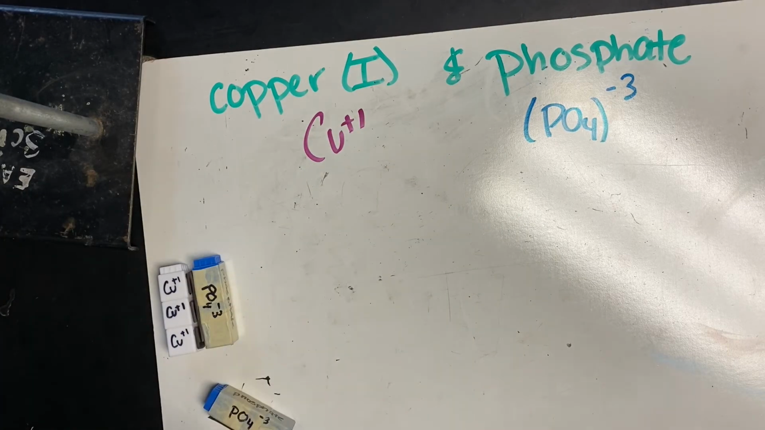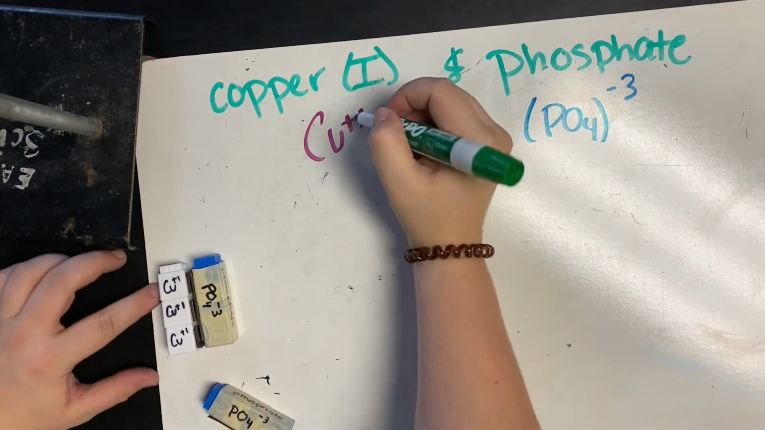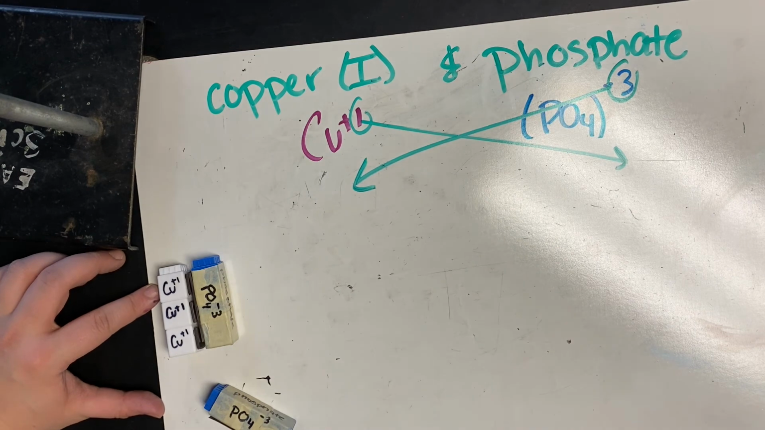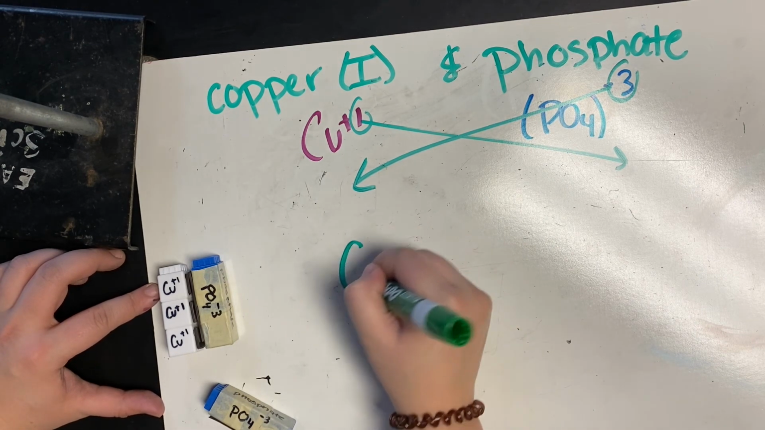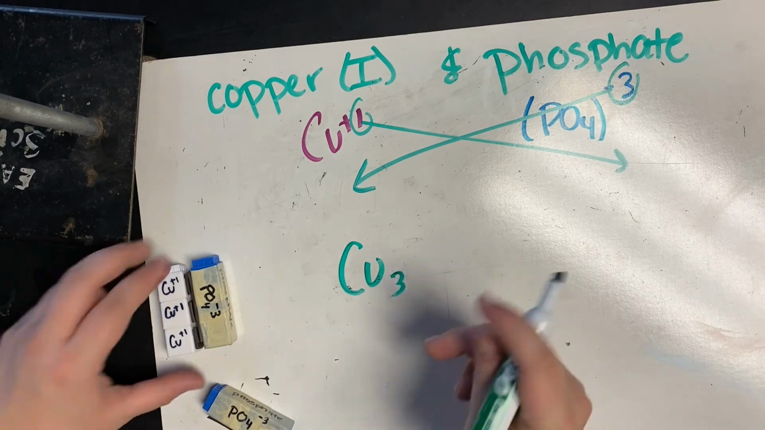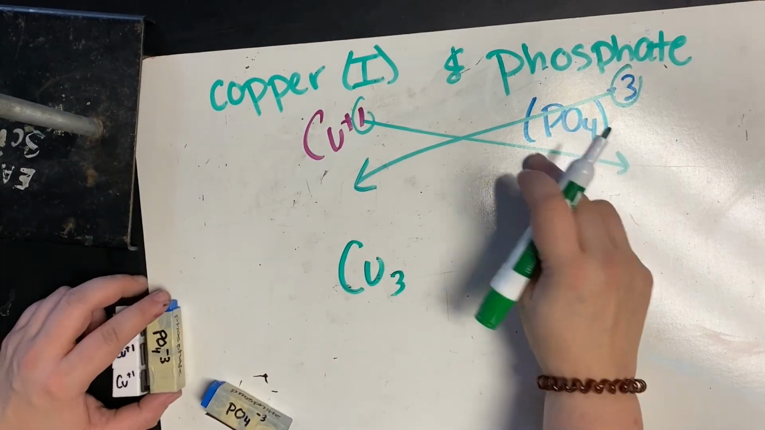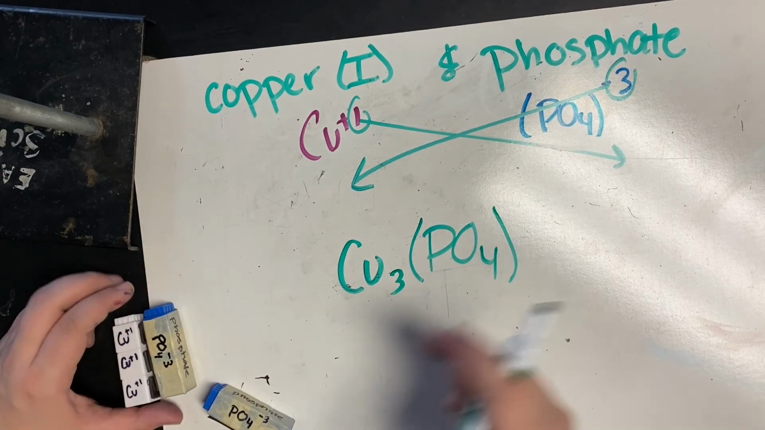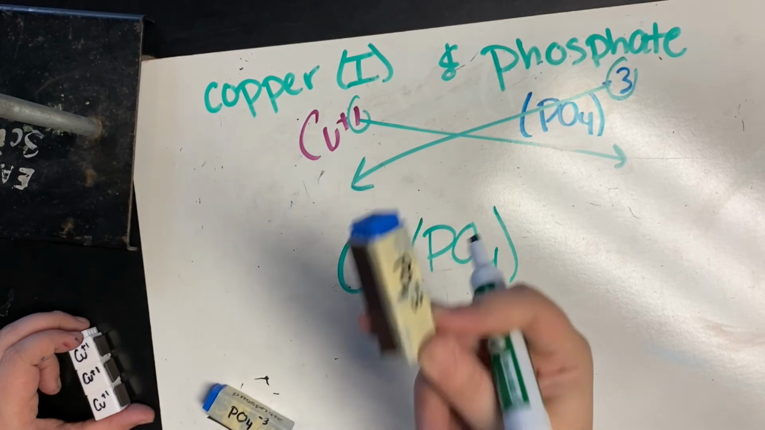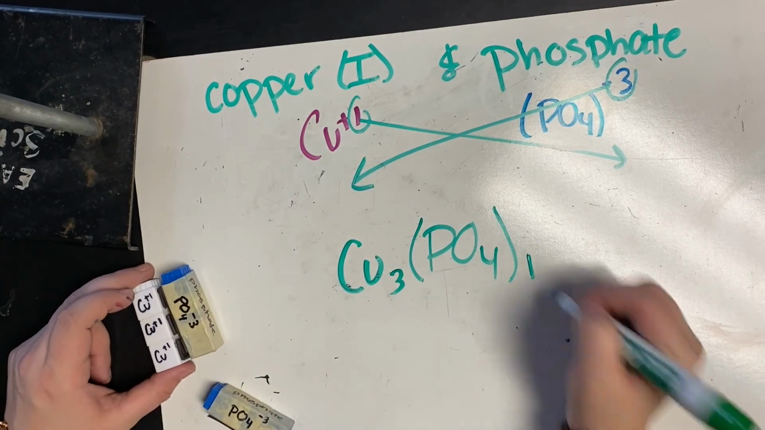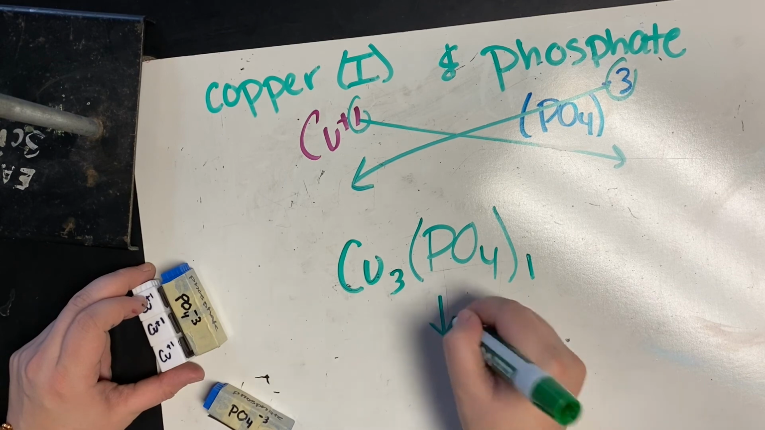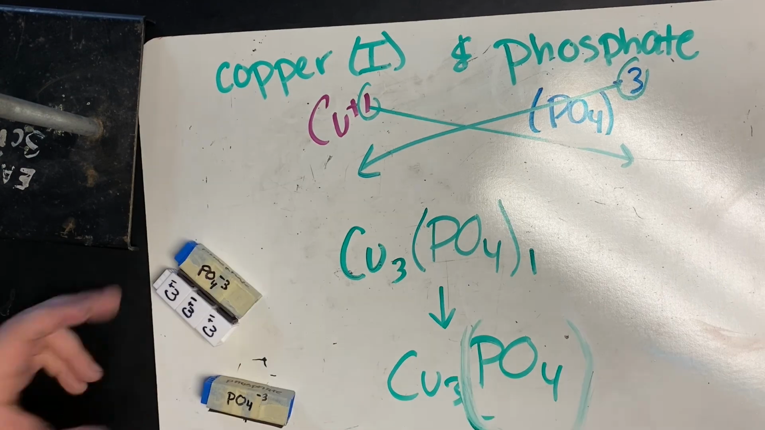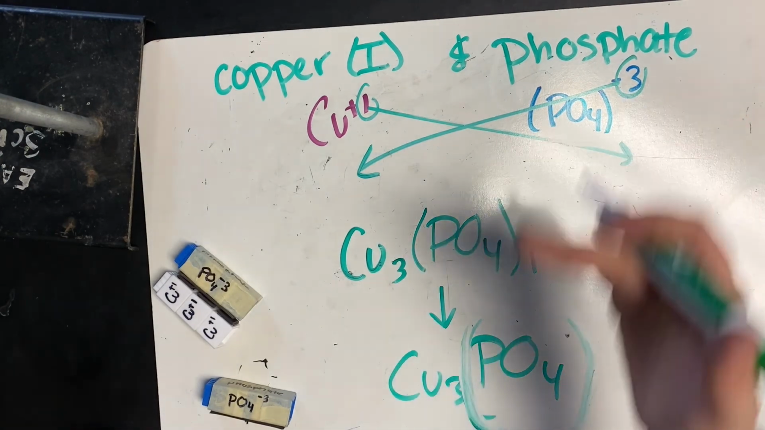So if we go back to here, we can use our crisscross method. So we have the 1, which we bring down, and we have the 3, which we bring down. So we have Cu3, 3 of those copper 1s. And then whenever you have a polyatomic ion, you have those parentheses. Remember, this doesn't come apart. You have to keep it the same. We have 1 of those. Again, you don't need to write the 1. You can leave it as Cu3PO4. Your job will then be to use all the other pieces to build the other compounds.